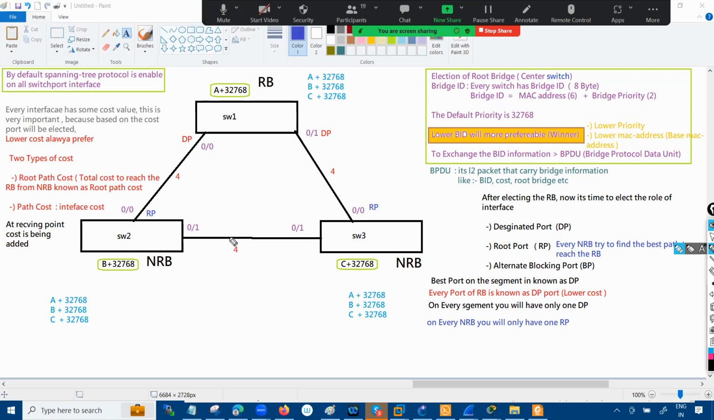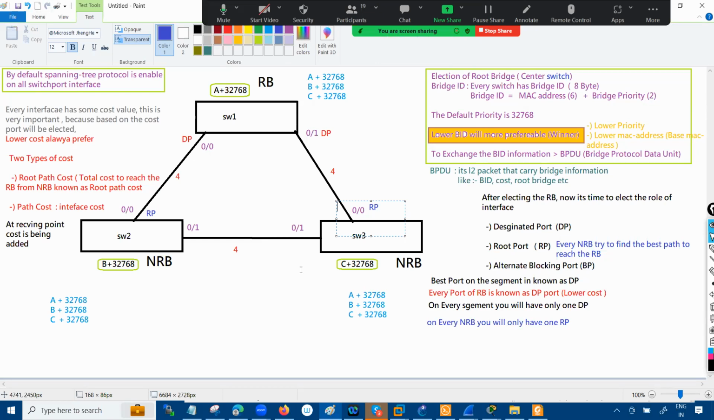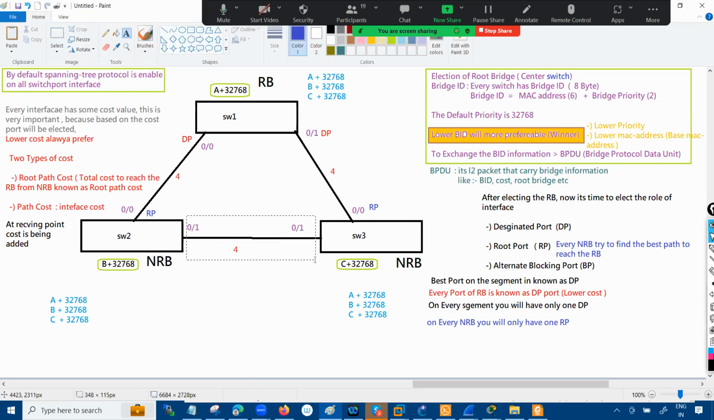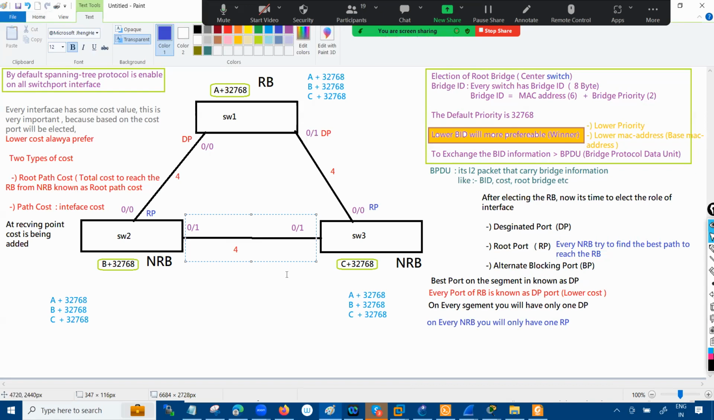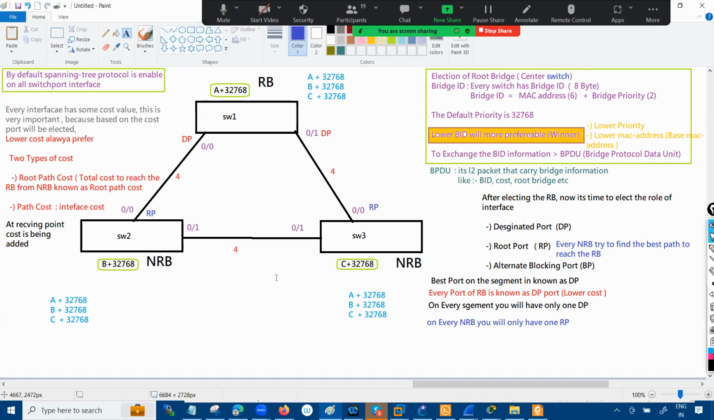You tell me one thing. We have done with the root port, right? On every non-root bridge, you will only have one RP. Now, on this particular segment, we cannot have an RP, right? The reason is that we already have an RP on the non-root bridge. So on this particular segment, either the port will be DP or the port will be blocking. How are we going to decide it?